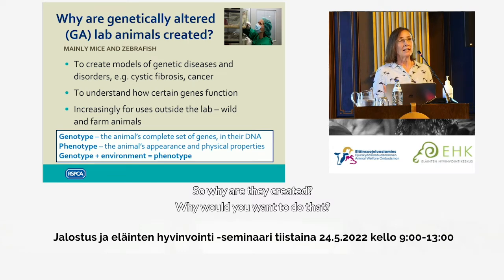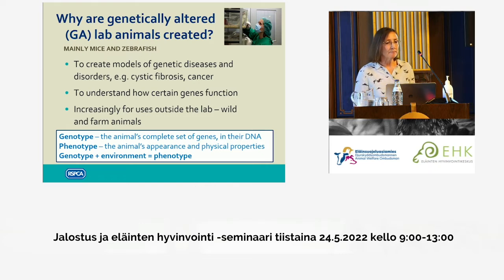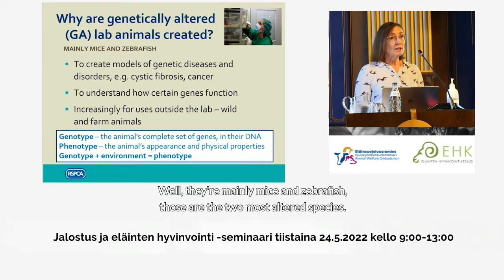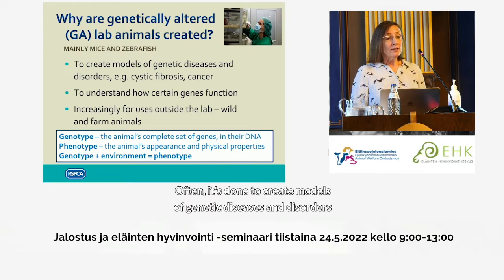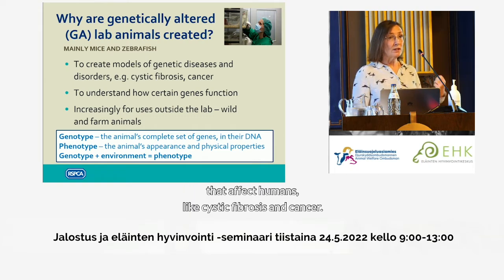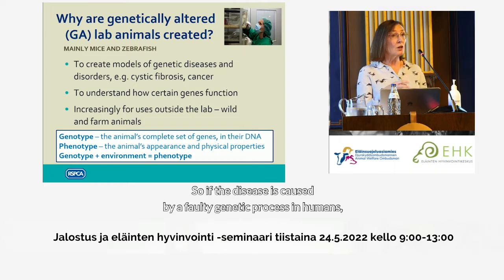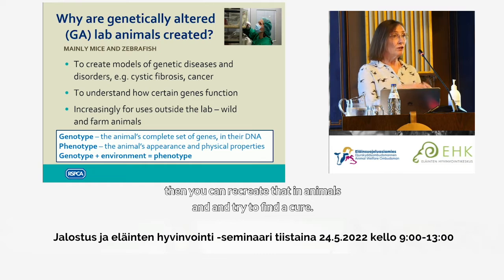So why are they created? Why would you want to do that? Well, they're mainly mice and zebrafish. Those are the two most altered species. And it's done for a number of reasons. Often it's done to create models of genetic diseases and disorders that affect humans, like cystic fibrosis and cancer. So if the disease is caused by a faulty genetic process in humans, then you can recreate that in animals and try to find a cure.